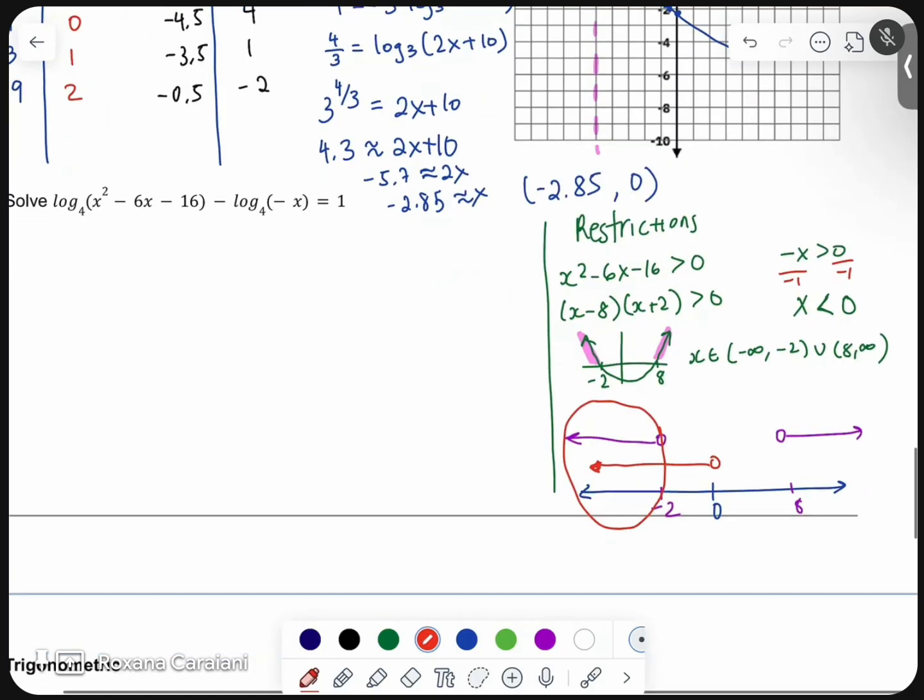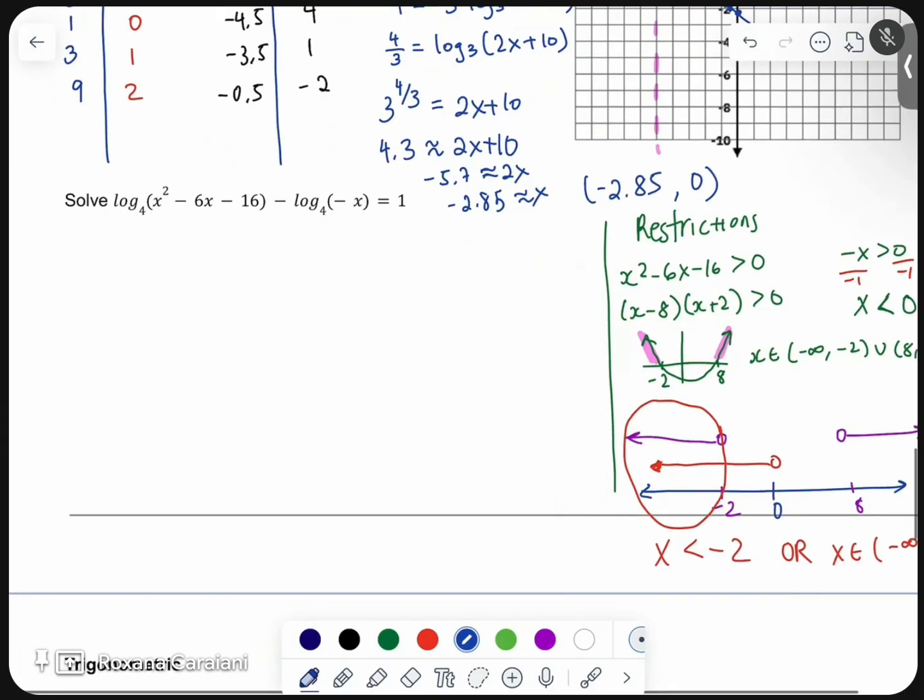So my overall restriction, I can write it either as x is less than negative 2, or I can write it as x belongs to negative infinity to negative 2. Whatever format you prefer, either one is fine. So I'm going to keep that in mind for when I finish solving, because I might get some answers that don't belong in the restriction, and then I have to cancel them out. They would be extraneous. So let's get into the actual solving.